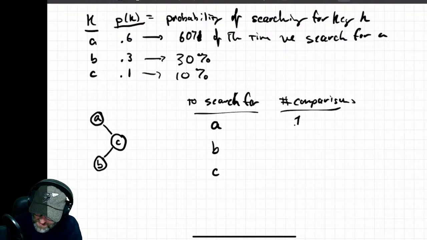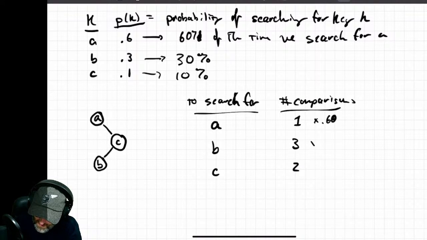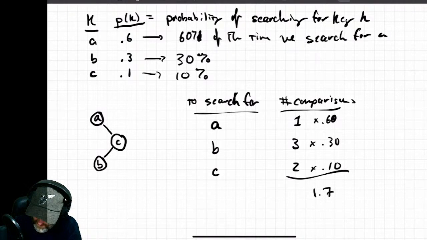Well, now it only costs me one comparison to search for A. It costs me 3 comparisons to search for B and 2 for C. Again, for B, why? 1, to find out that that's not the thing you're looking for. 2, and then finally 3. You've found it. Basically, it's the height or the depth of the nodes. Okay? So if I take the probability distribution into account, this is going to be 0.60, 0.30, and 0.10. There we go. And I come up with, I think, the exact same answer, 1.7, right?